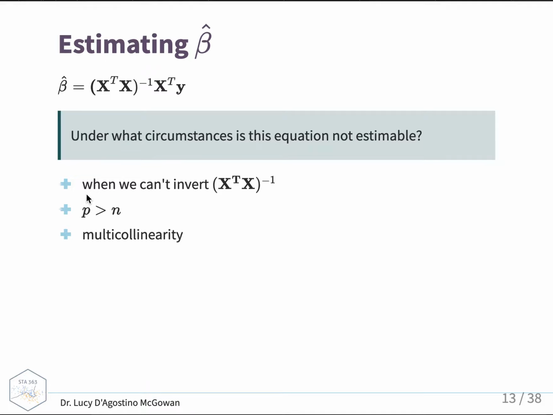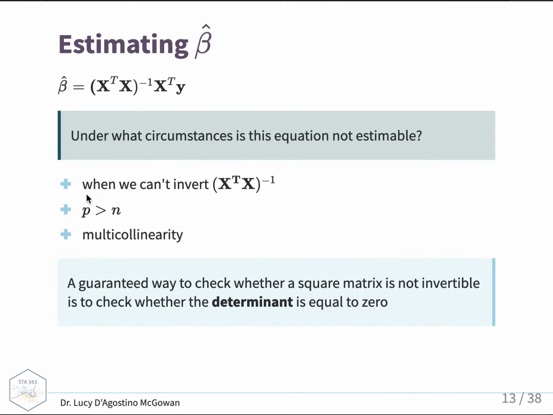The second way is multicollinearity. And so what that means is that the columns are perfectly correlated with each other. So if they're linear combinations of each other. So if one column is a perfect linear combination of the other, then you're not going to be able to invert that matrix. So a guaranteed way to check whether a square matrix is not invertible is to check whether the determinant is equal to 0. So let's talk about what the determinant is.